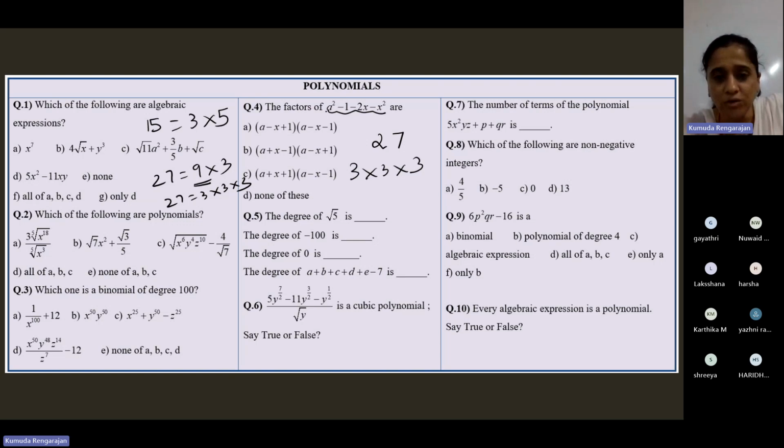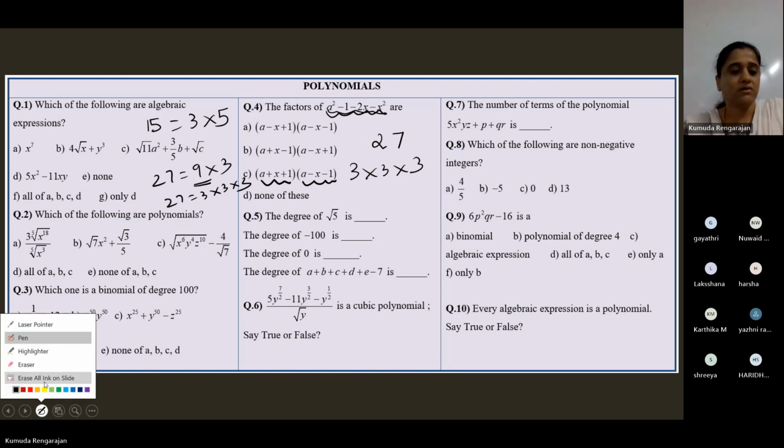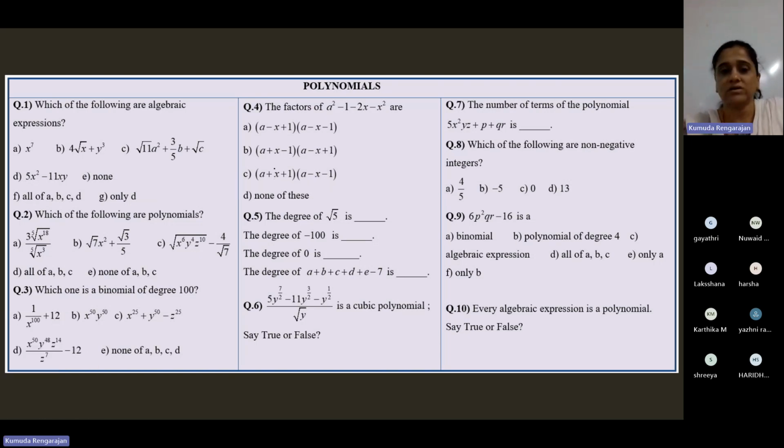In the same way, how do you factorize this expression? It is this expression into this expression. We're trying to understand the meaning of the question. The factors of this expression are this and this. Like 15 is equal to 3 into 5, so the factors of 15 are 3 and 5, or 15 can be expressed as 3 into 5.